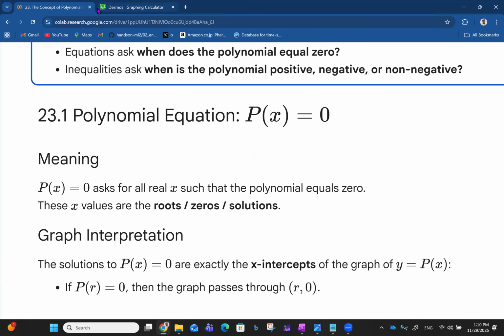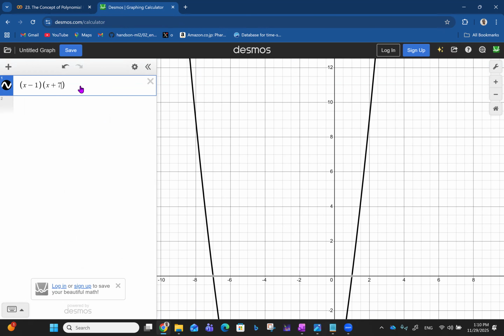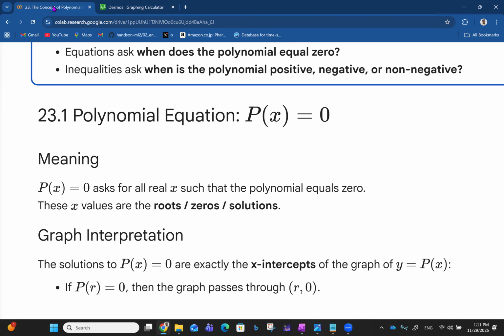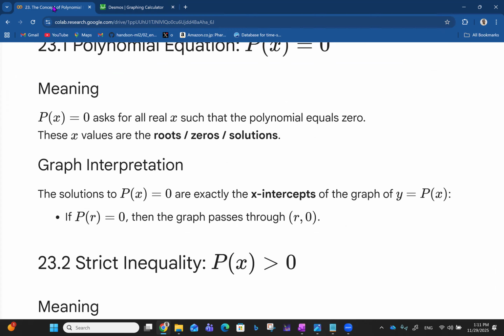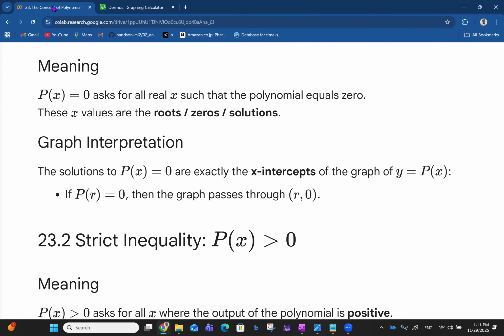A very quick way to look at it is, imagine you have x minus 1 into x plus 7. So centering it here, you have the solutions. It means the graph passes through them. The solutions to this are 1 and minus 7. So the graph passes through minus 7 and 1, like that. So that's the graphical interpretation of the polynomial equation.